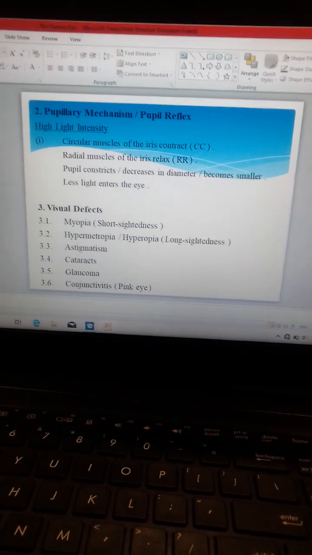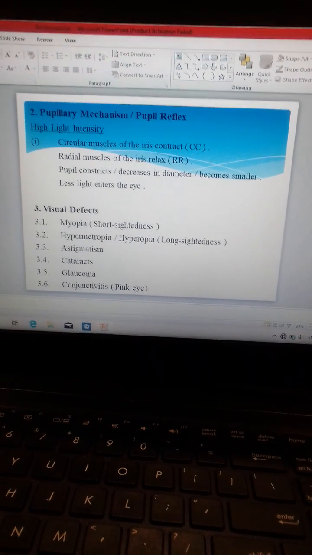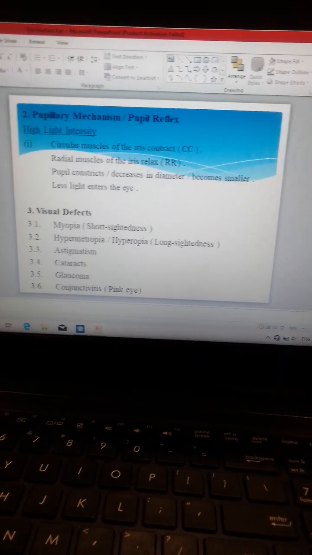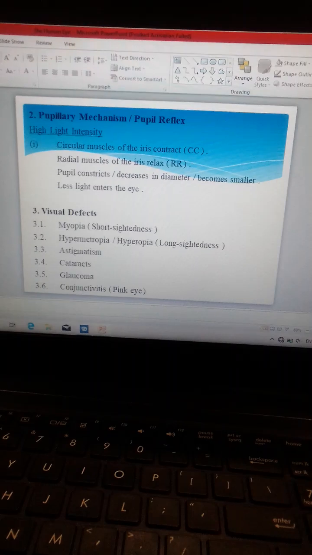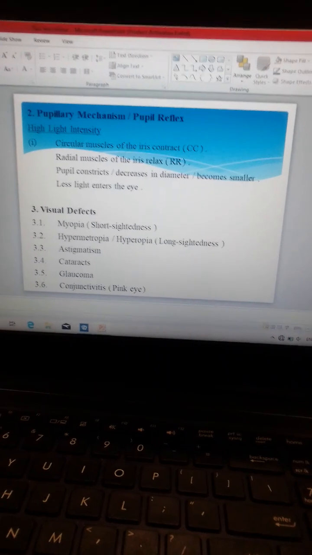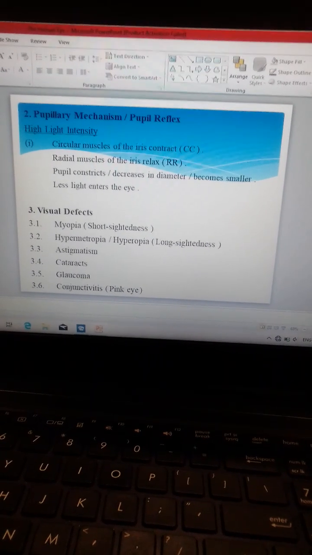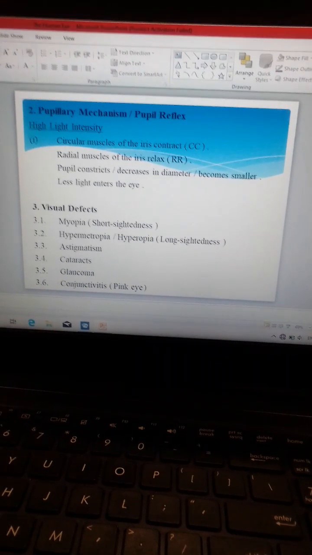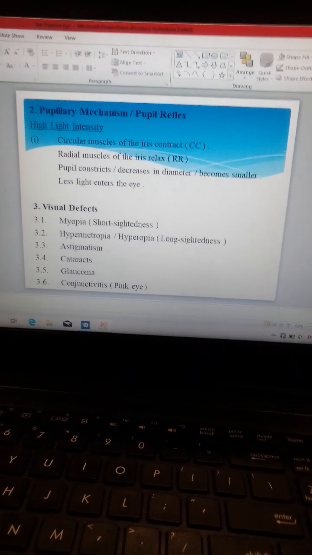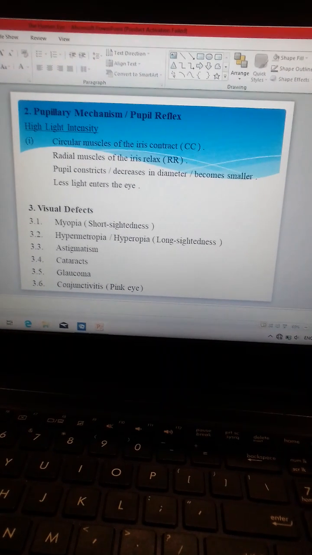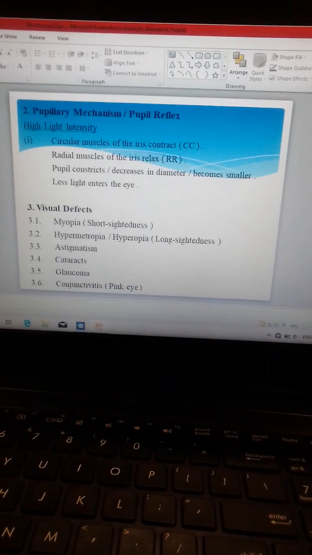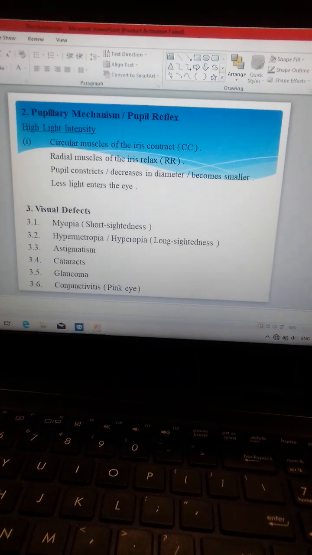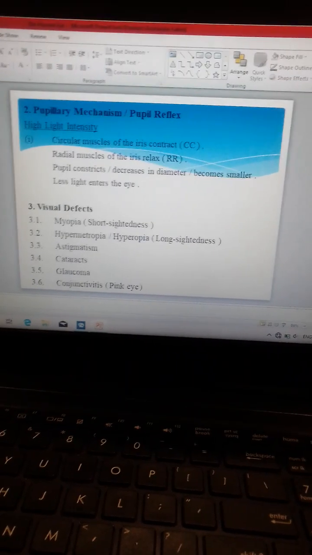Now, when you have low light intensity conditions, the reverse will happen. You will have CRRC. So first and foremost, the circular muscles will relax. So that's CR. The radial muscles of the iris will contract. That's RC. The pupil dilates, or increases in diameter, or becomes bigger, hence allowing more light to enter the eye. That's in low light intensities.